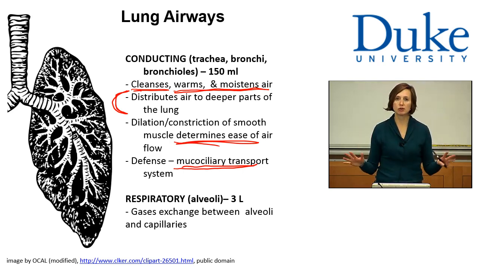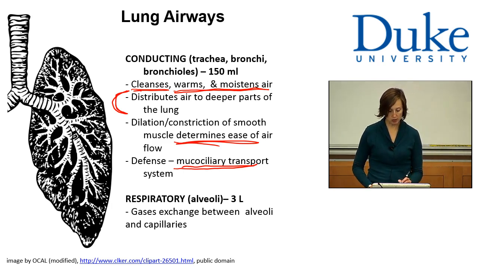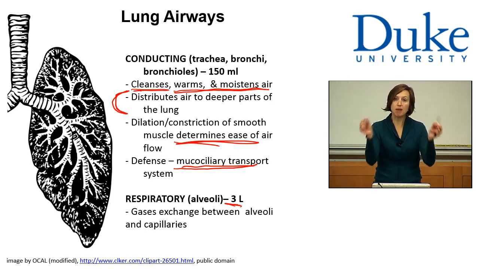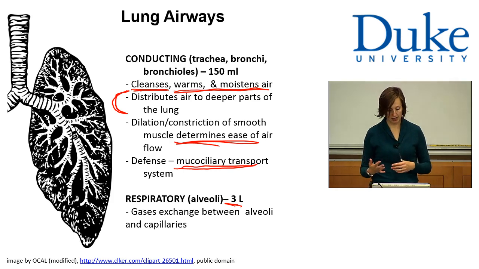So those are the roles of the conducting portion of the system. Then the largest volume is going to be in the respiratory portion of the respiratory tract, which is going to be about 3 liters at rest, where we're going to have gas exchange. It's going to be made up of alveoli that have a very thin epithelium that allows for diffusion of gases between the alveoli and the capillaries that are going to receive and dump off gases.